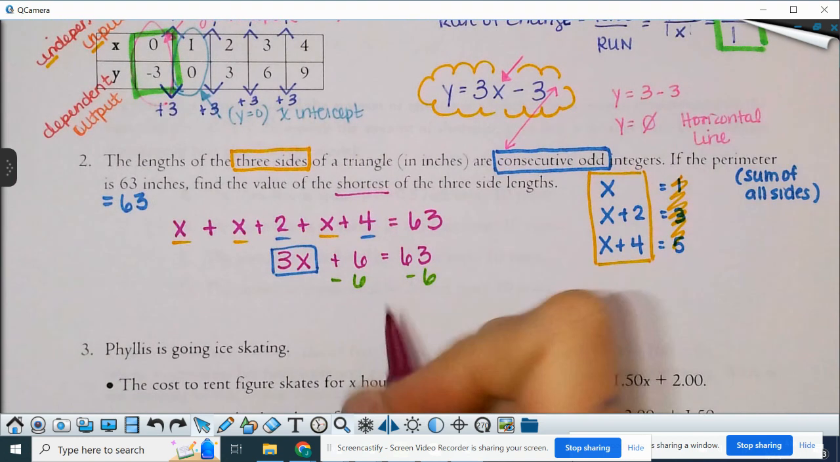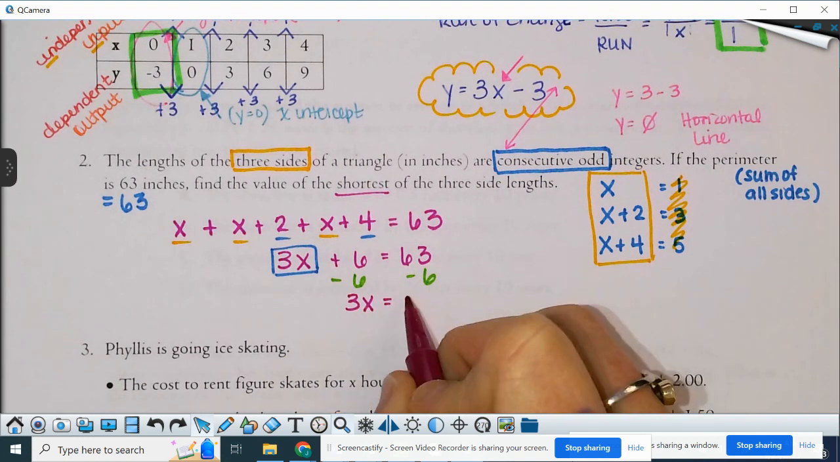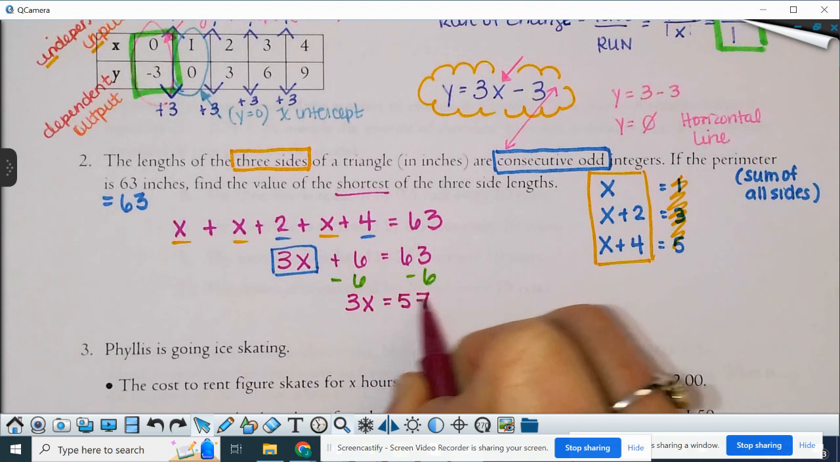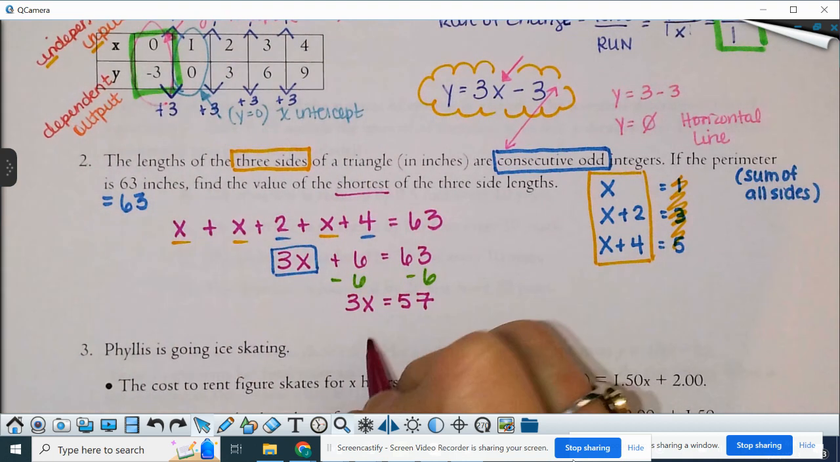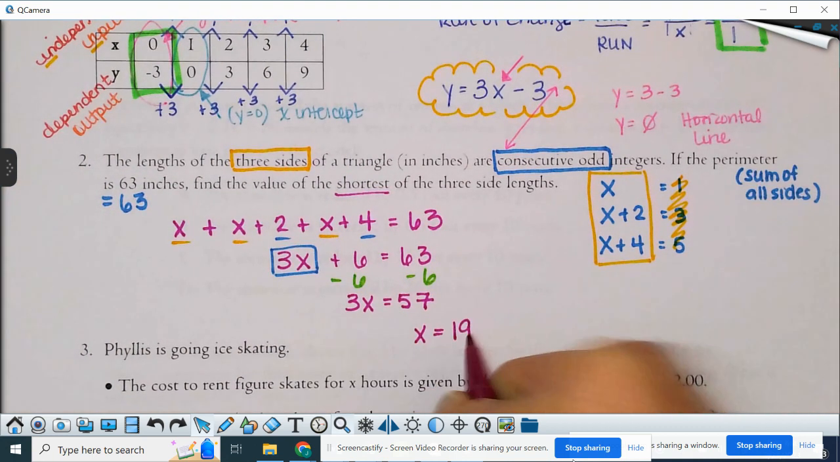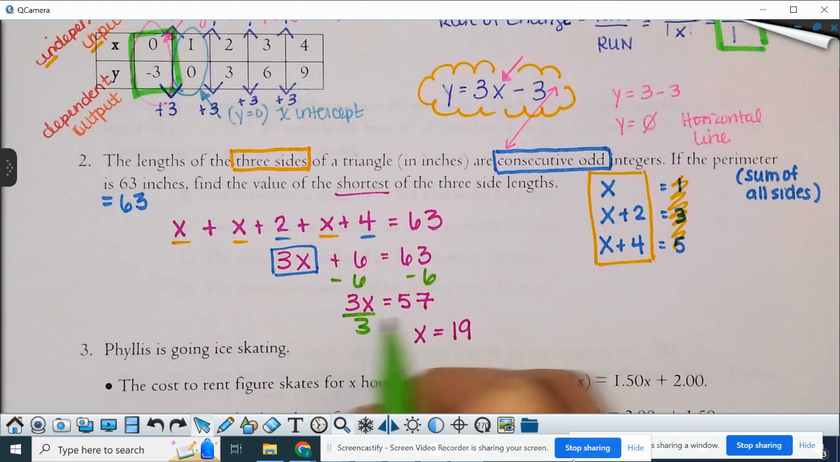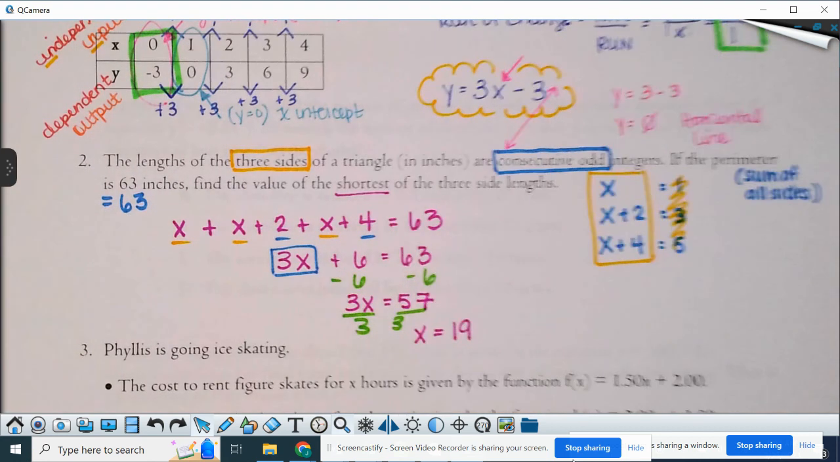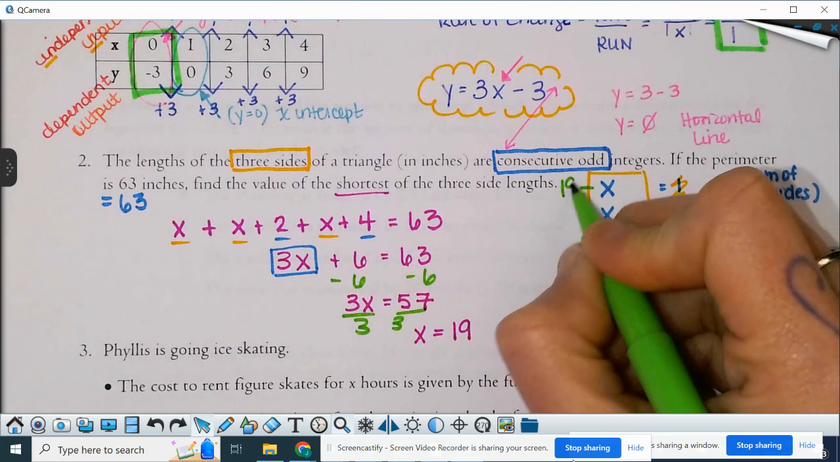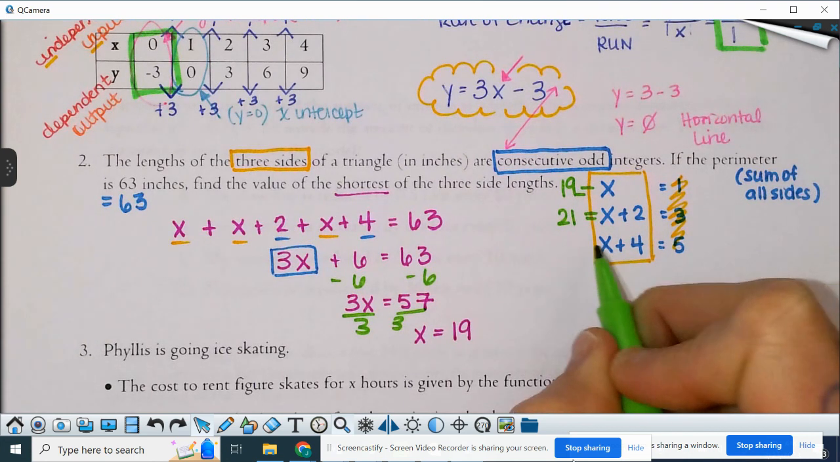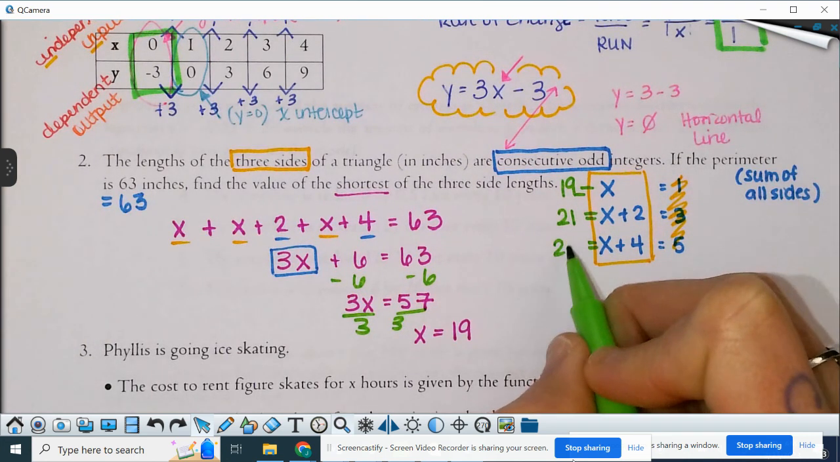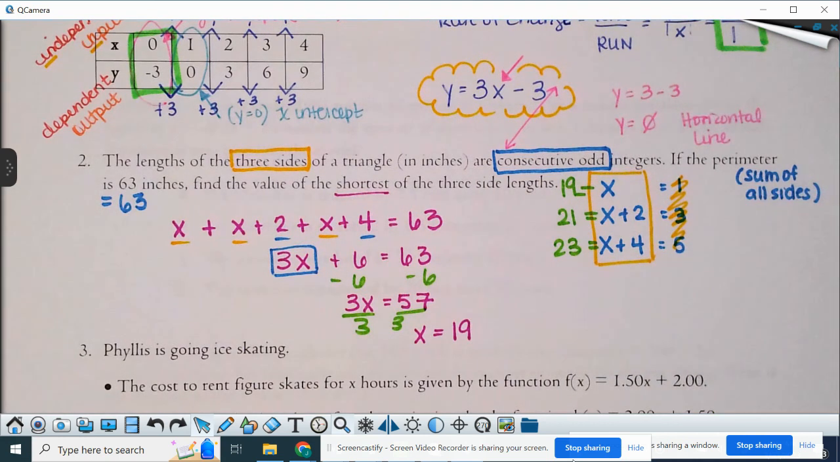So now I have 3x equals 57. And we're going to divide by 3. So 57 divided by 3 because that's the inverse of multiplication. And that's going to give me x equals 19. Now, so divide by 3. X equals 19 is going to be the smallest one because that's our x. So this is 19. So we know this is 21 because when we add 2 to 19, we get 21. And then we're going to get 23 if we add 4 to 19. So that's our list of numbers.